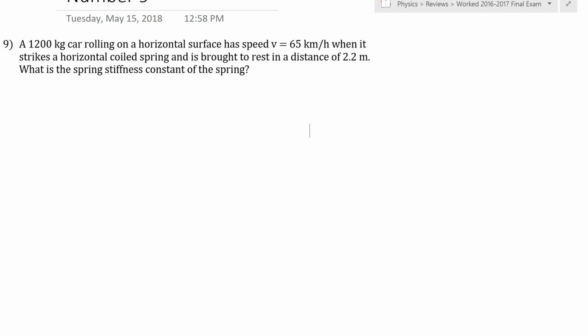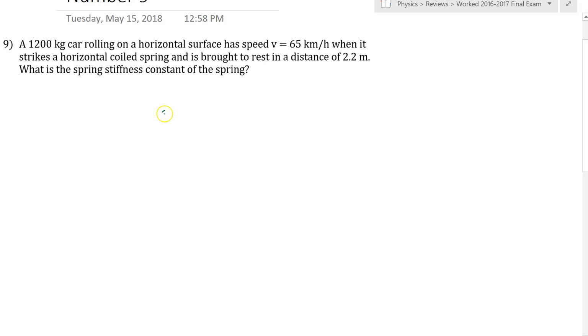Number 9 has a car that's rolling with a speed that they give you. It strikes a horizontal coiled spring and is brought to rest in a distance of 2.2 meters. What is the spring stiffness of the spring?